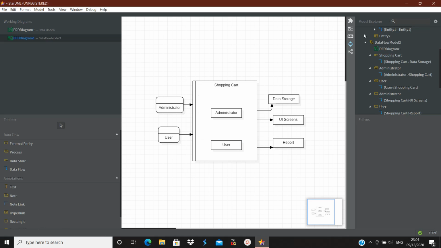So this is the basic entity relationship diagram or data flow diagram, as we consider here for the shopping cart. As we know, the administrator gives the data input, or is at the data input stage, and the user is at the data output stage. Here if we consider the UI screen and report, all of this, data storage, UI screen and report, are at the data output stage. So this is the basic diagram for this.